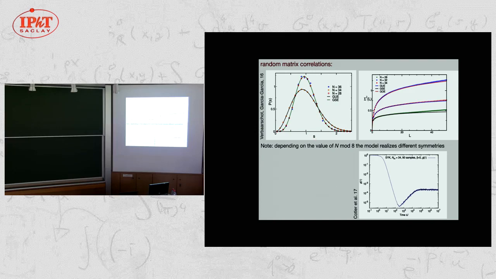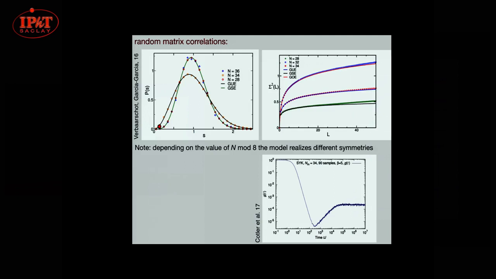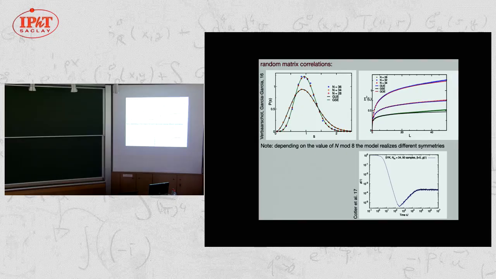So you have an average level spacing, and S is the energy separation in units of this average, so it is dimensionless. Note that P of S, the probability to find levels close by, goes to 0. That means you have level repulsion. Levels repel, and they repel in almost perfect agreement with the predictions of phenomenological random matrix theory.